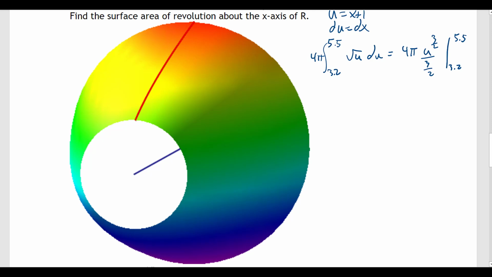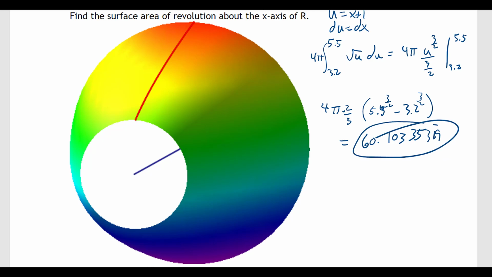And we're going to have 4 pi times 2/3 times what? 5.5 to the 3 halves minus 3.2 to the 3 halves. And from that we get 60.10335319. Hope that helps.